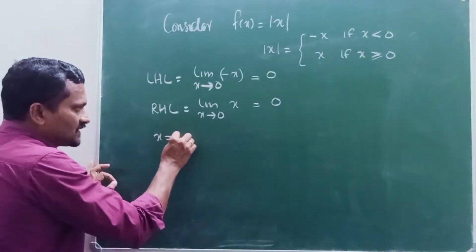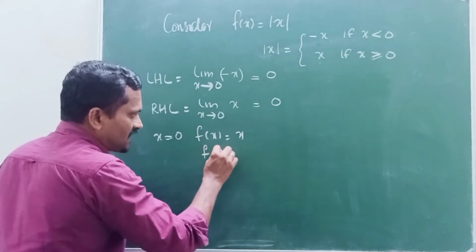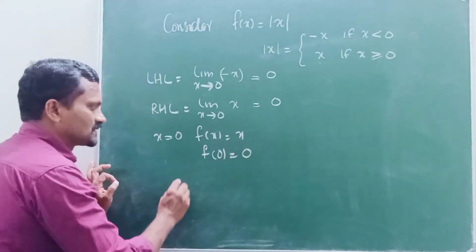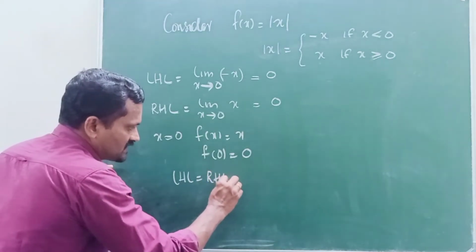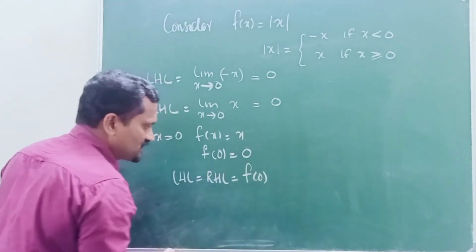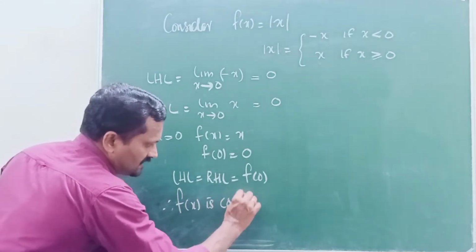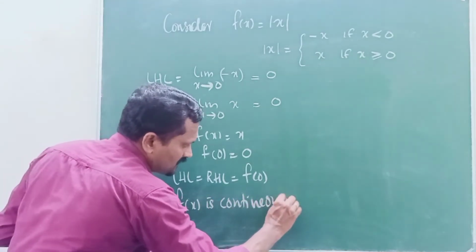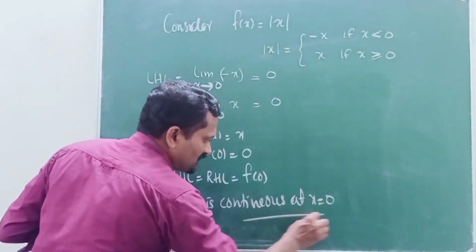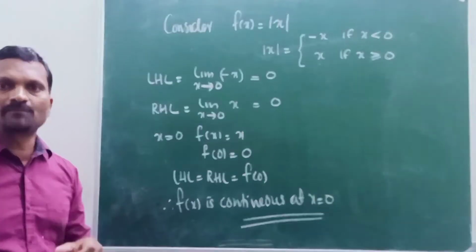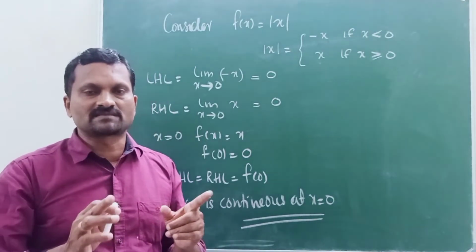At x equal to 0, f of x is equal to x and f of 0 equals 0. Therefore, LHL equals RHL equals f of 0. Therefore, f of x is continuous at x equal to 0. Then, for the second part, we have to check the differentiability at x equal to 0.